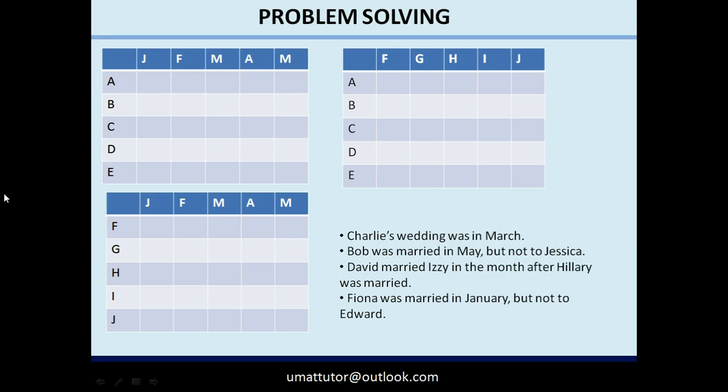So the first dot point is that Charlie's wedding was in March. So we can put in that Charlie was married in March, therefore he wasn't married in any other month, and therefore no other man was married in March. So we can begin with that. Second point, Bob was married in May, not to Jessica. So begin with, again, Bob, married in May, no other month, and no one else could be married in May among the men.